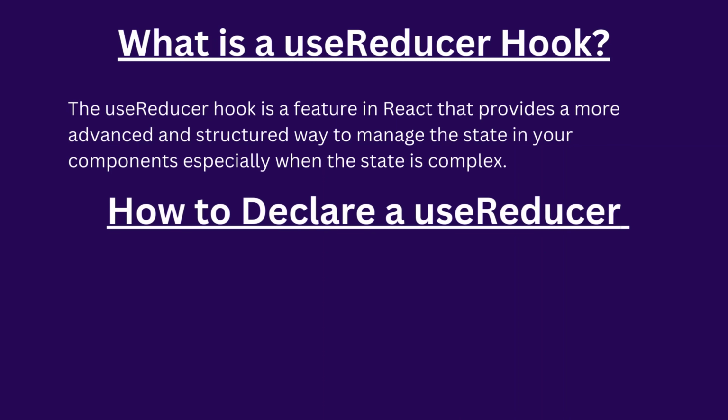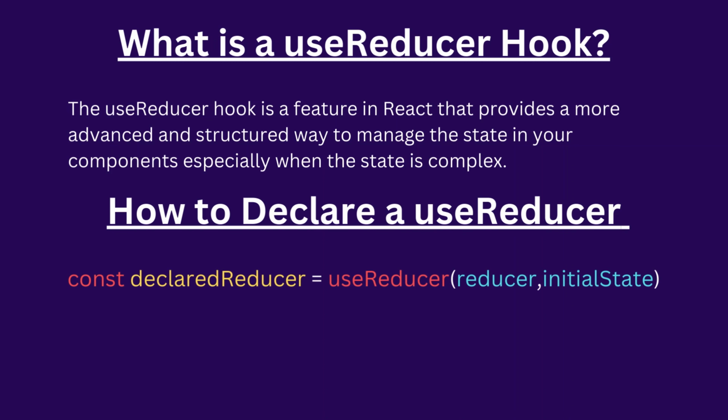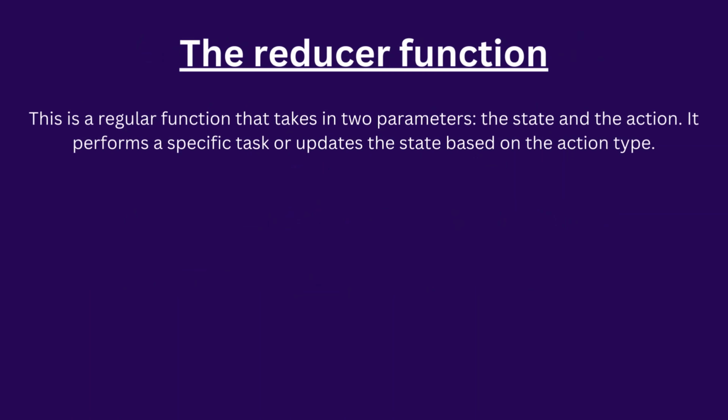So how do we declare the useReducer hook in React? We can achieve this by using the syntax displayed on the screen. The useReducer hook takes in two arguments, a reducer function and an initial state. The reducer function is a regular function that takes in two parameters, which are the state and the action. It performs a specific task or updates the state based on the action type.